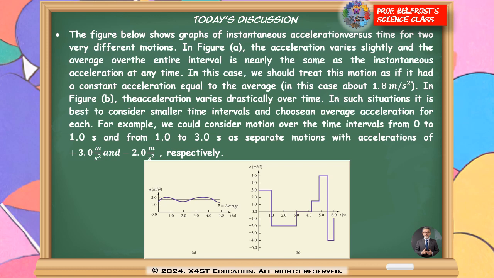But in figure B, the acceleration varies drastically over time, and in such a situation, it is better to consider smaller time intervals and choose an average acceleration for each. For example, we can consider motion for the time intervals 0 to 1 and 1 to 3 seconds, and separate motions with accelerations of respectively plus 3 and minus 2 meters per second squared.